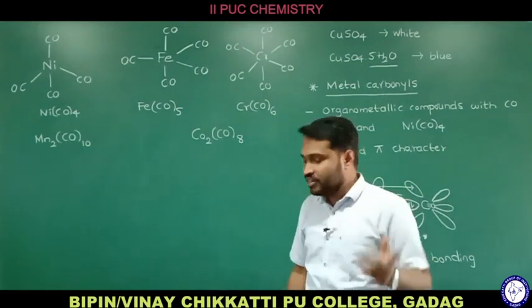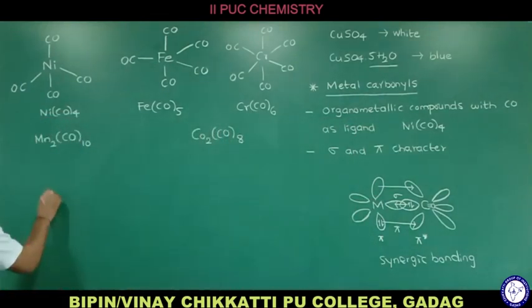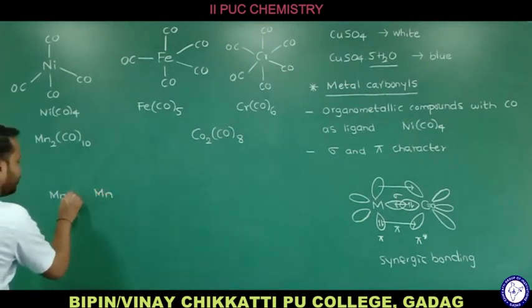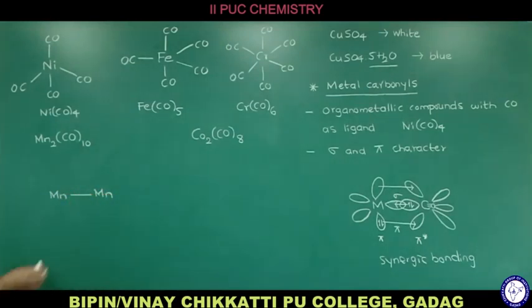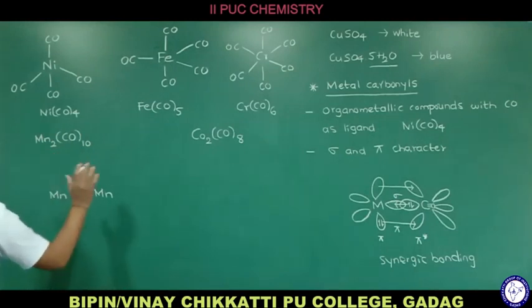So in between metals we have bonding. What kind of bonding are we going to see here? Just see, we have Mn and we have Mn. There is a bonding between Mn and Mn. In between the 2 transition metals we have a bonding, and totally 10 carbonyls we have, 5 for this one and 5 for this one.